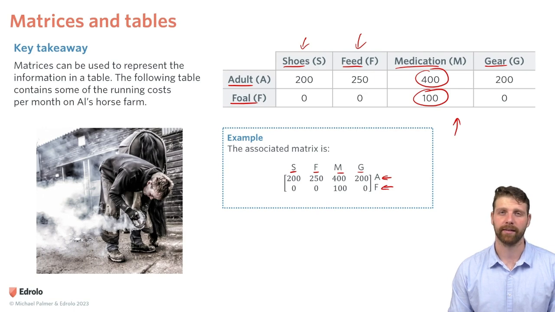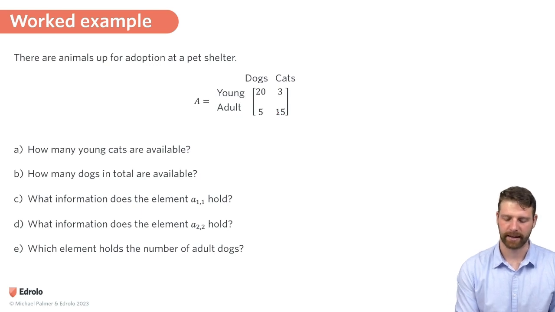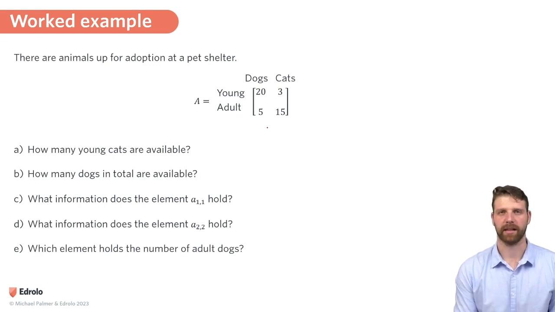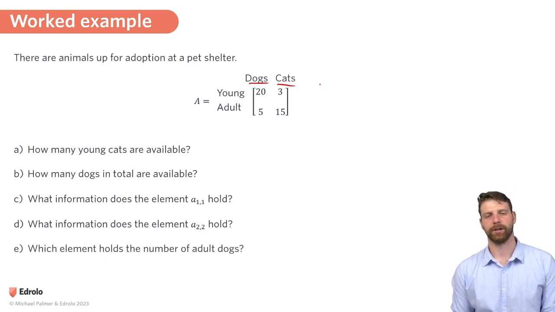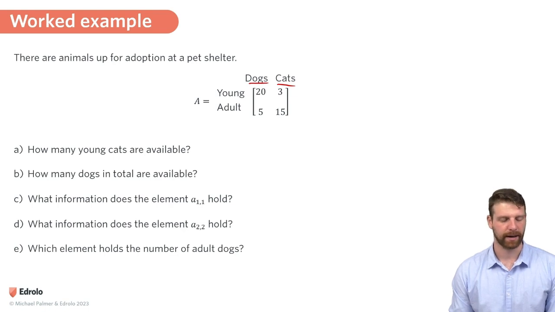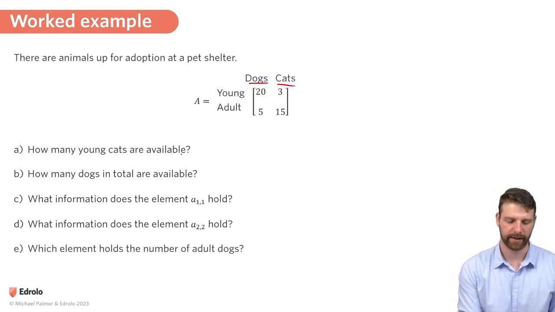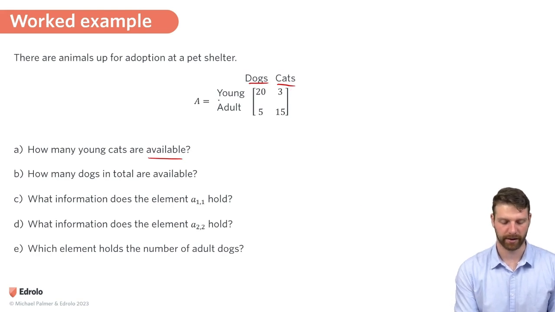Okay, here's a worked example. There are animals up for adoption at a pet shelter. We've got A is equal to this matrix here, and I've got some labels for young and adult animals, and we've got dogs and cats. Okay, so it looks like I've got some questions to answer about this matrix, so I've got to interpret it. Part A says, how many young cats are available at the pet shelter? Okay, well, I'm going to go to cats, and the other descriptor is young, so that's this entry here. So there are 3.